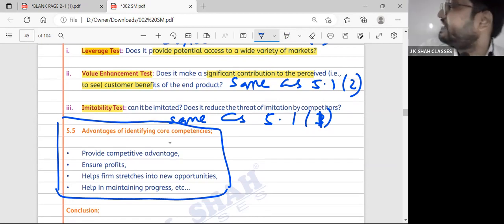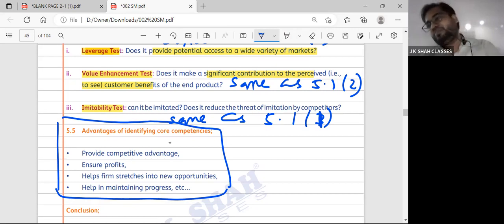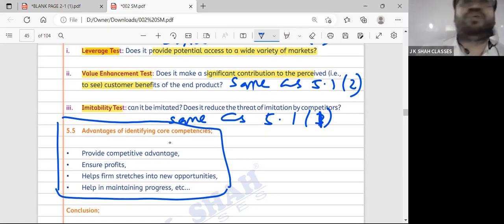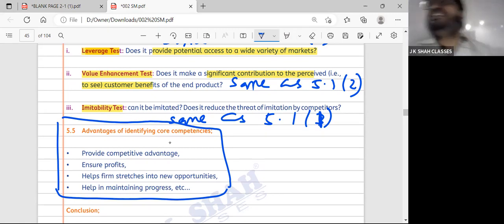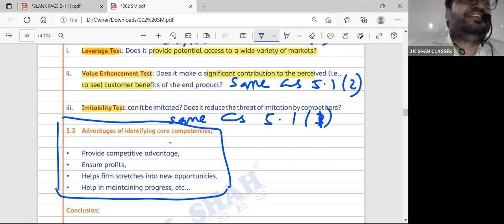Advantages of identifying core competence. 4 points, guys. The first point is logical, right? Core competence will help you achieve competitive advantage. What should I explain in this? Naturally, if you are having core competence, you will have competitive advantage, you will have higher profits. I want to know about the third point from you all. Helps the organization stretch into new opportunities. Explain this for me. So the advantage what we have, the other firms don't have, so we can.